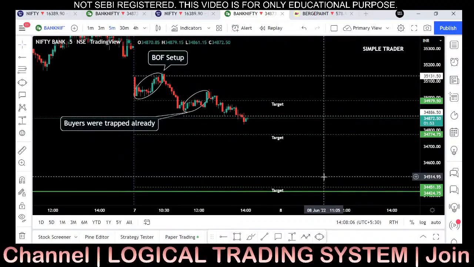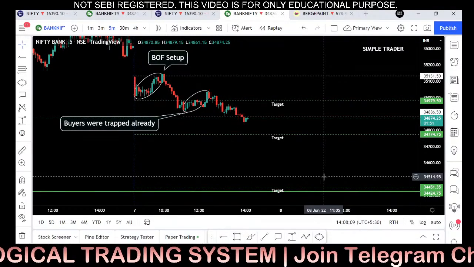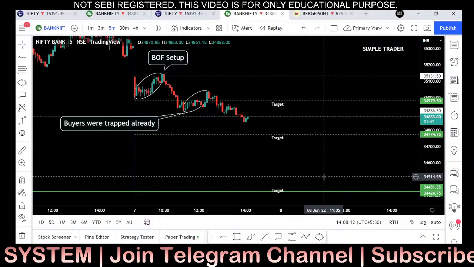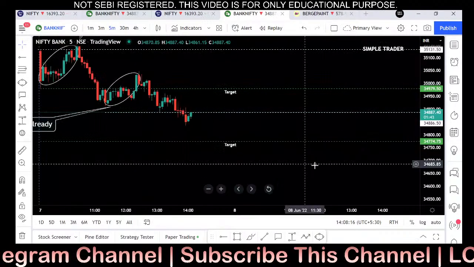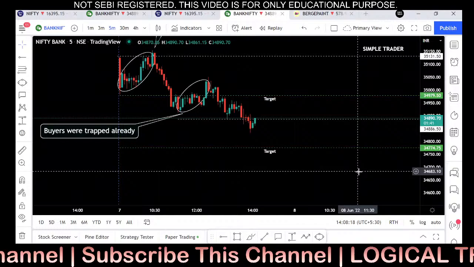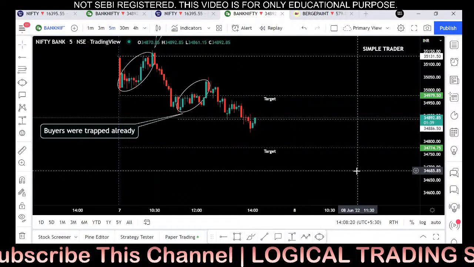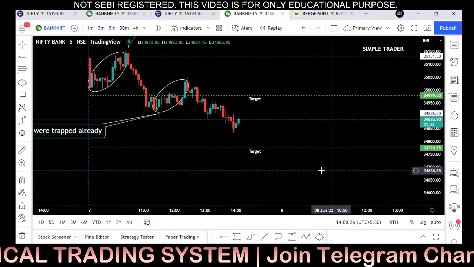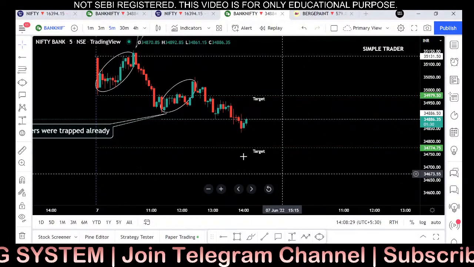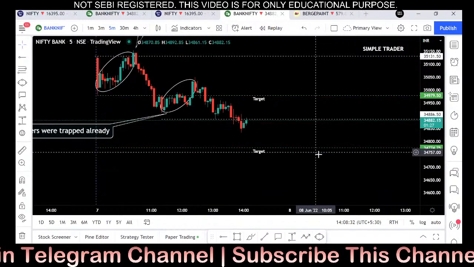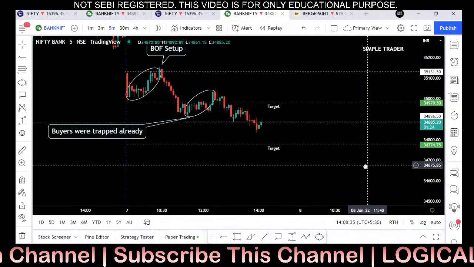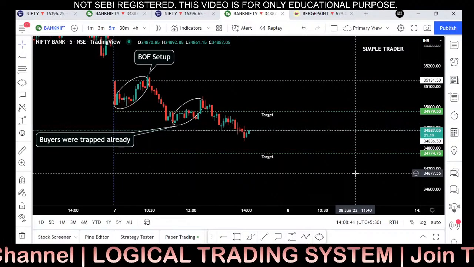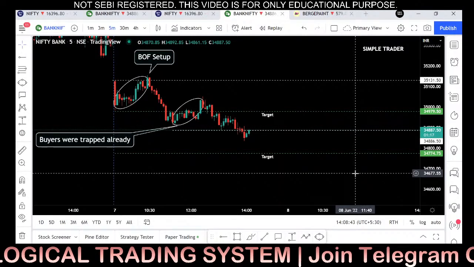Very slow movement, that is for sure. Sellers are not pushing down and the buyers are not giving up. This is a problem. So this may actually create a problem for sellers as well.